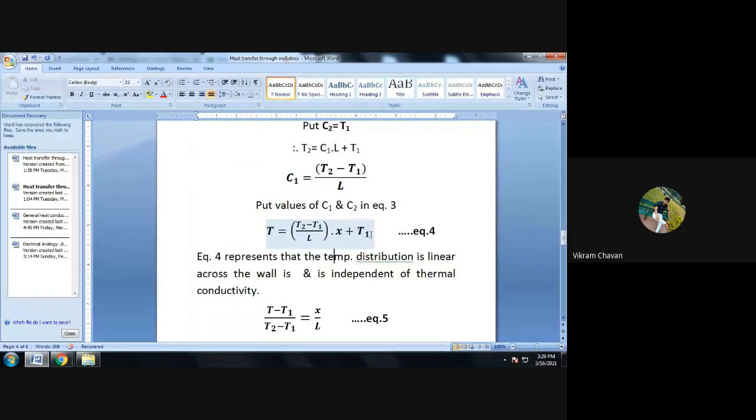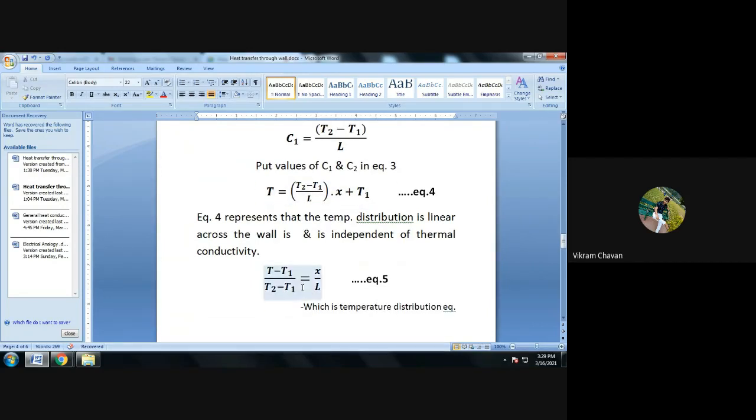Getting everyone? So once again, for easy understanding, if you rearrange that equation, you have to transfer this T1 to this side. It will become T minus T1. And T2 minus T1, if you transfer to this side, it will be T minus T1 divided by T2 minus T1. On the right side, the remaining part is only X divided by L.